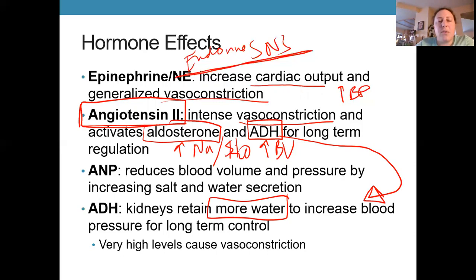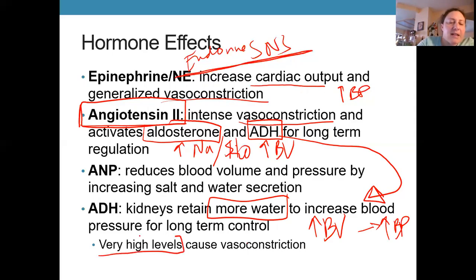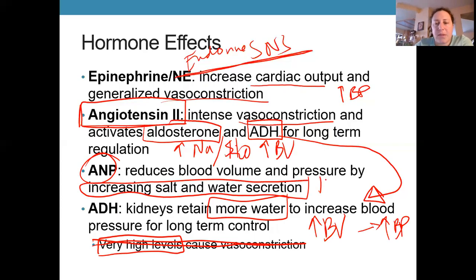So both of these are going to pretty effectively increase blood volume, and that leads to an increase in blood pressure. This one does cause vasoconstriction, but only at very high levels that you're not likely to make in real life. So mostly this is about increasing blood volume. This one is the only one that worries when your pressures are too high that you might need your blood volume to decrease. It works the opposite of antidiuretic hormone and aldosterone, and it actually makes you urinate out more salt and water. So this one's going to decrease your blood pressure if it's too high.